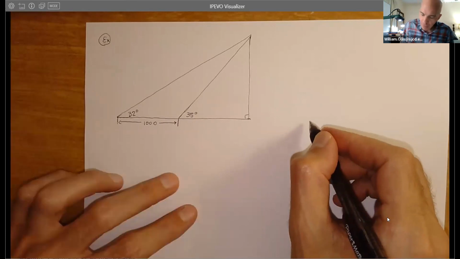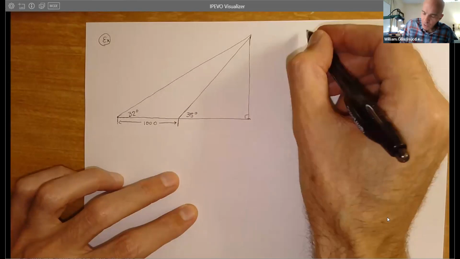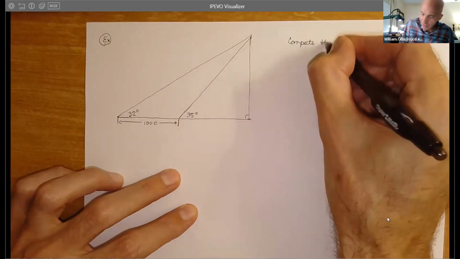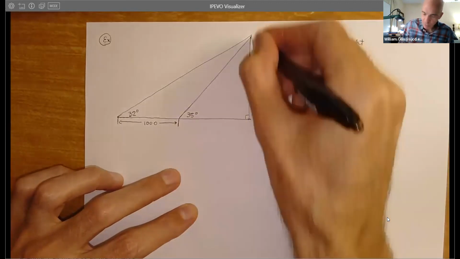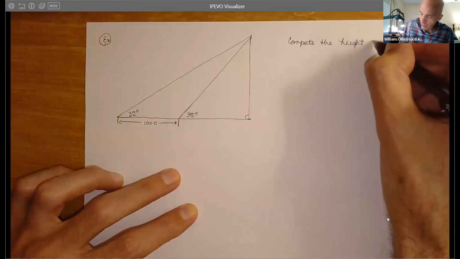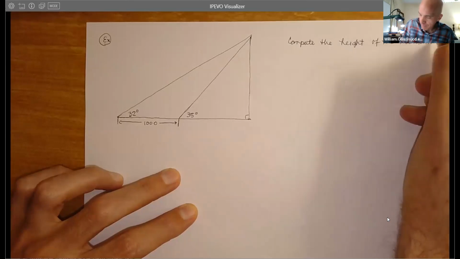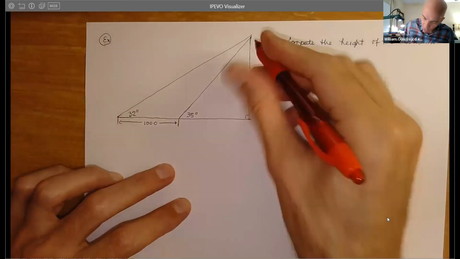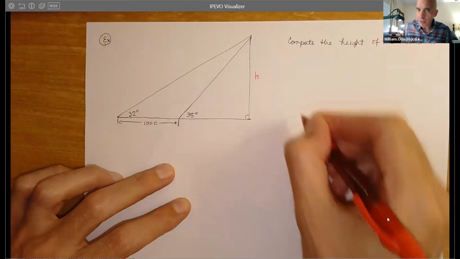And then the question here is: compute the height of the mountain. So this is the mountain, this side, that's the mountain, that's our mathematics. Compute the height of the mountain. So what we can do is say, okay, we'll just call that h for height. This time we're using h, the height, not hypotenuse.